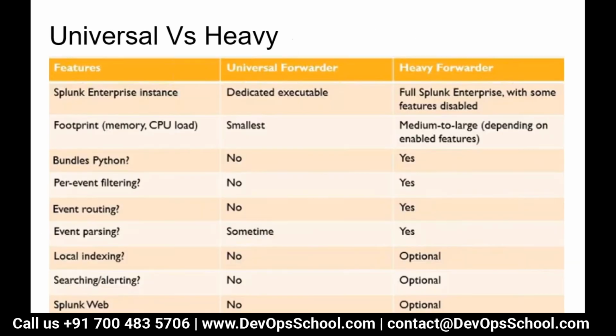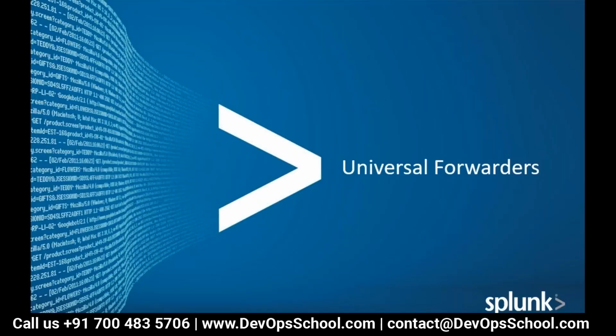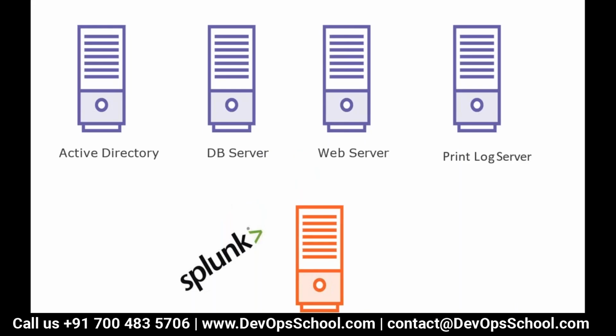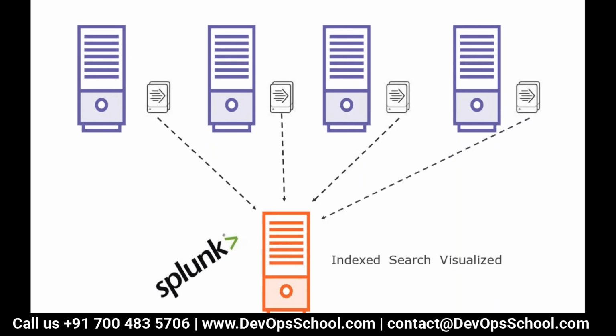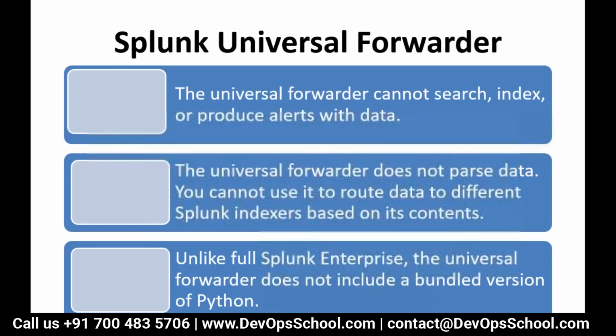Okay guys, so there are two kinds of forwarders. Now look at this image. Here you have Active Directory, a production server, a DB server, a web server, a print log server. So many servers are running in production, and there's a Splunk indexer which you can see here. You can set up a forwarder on each of the servers that sends the data to the Splunk server for indexing, searches, and visualization.